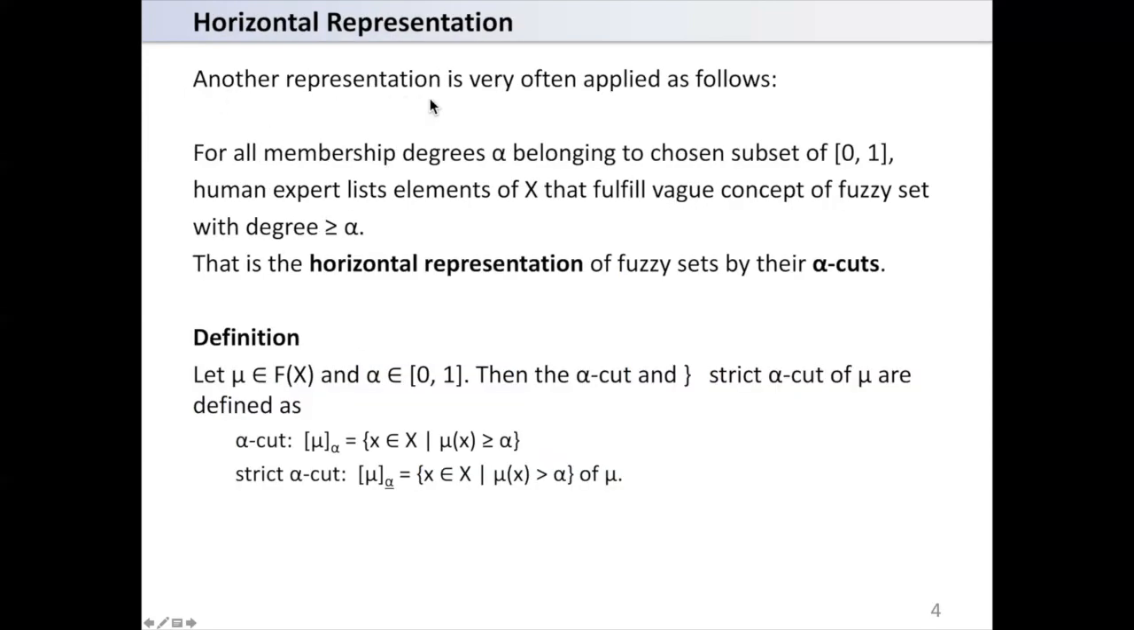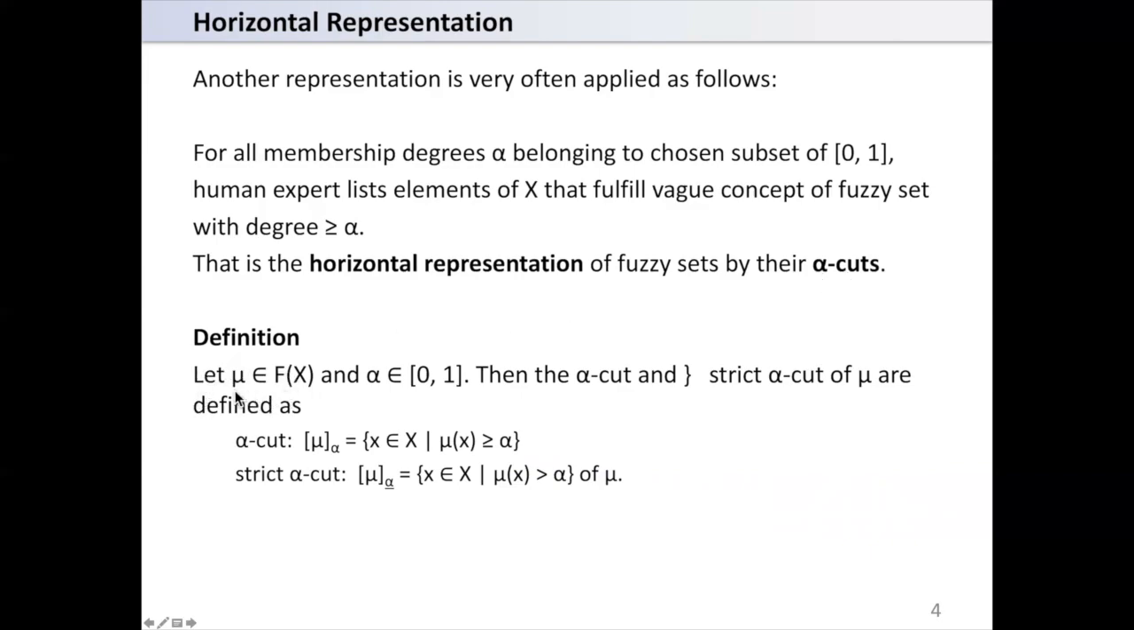Another representation is very often applied as follows. For all membership degrees alpha belonging to a chosen subset of interval [0, 1], a human expert lists elements of X that fulfill one concept of the fuzzy set with degree greater than or equal to alpha. That is the horizontal representation of fuzzy sets by their alpha cuts.